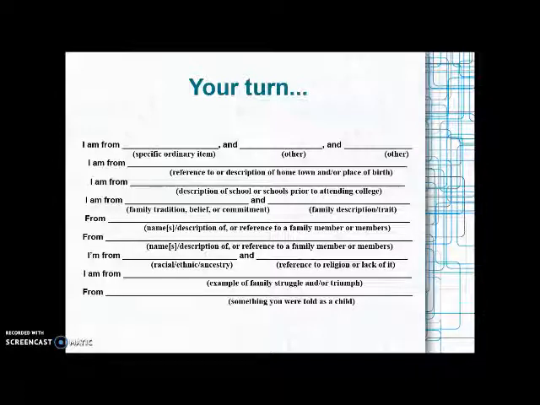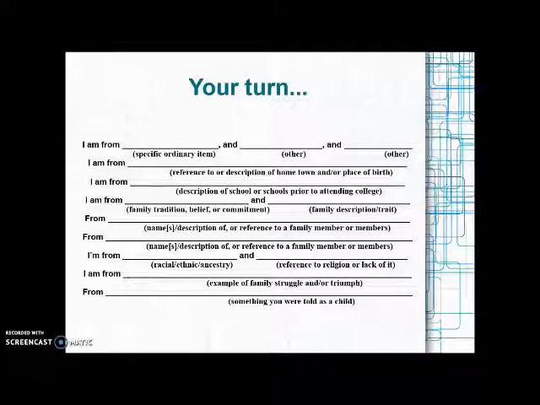I am from a family tradition, belief, or commitment, and a family description or trait. From names or description of a reference to a family member or members. From another description of or reference to family member or members. I am from something about your racial, ethnic, or ancestry, and a reference to your religion or lack of it. I am from an example of a family struggle and or triumph, from something you were told as a child.